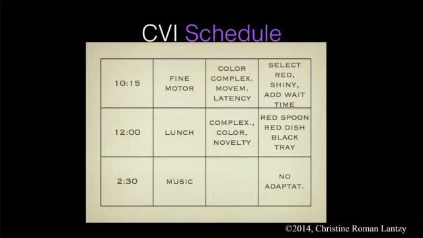Another example shows that at 10:15, it's fine motor time. We're going to look at color and complexity and movement and latency. The suggestion here is that we're going to select red, shiny materials for the fine motor activity, and add some wait time for latency before we expect the child to respond.